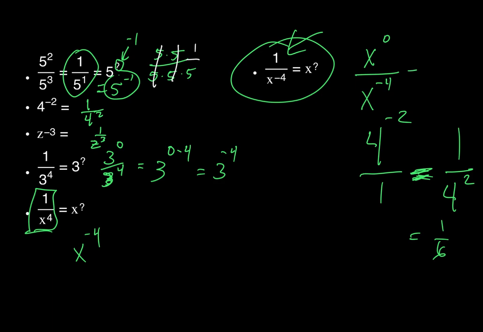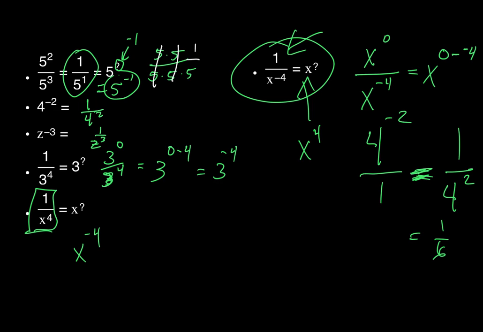When I have same bases and I'm dividing, I will subtract: 0 minus negative 4. 0 minus a negative is plus a positive. 0 plus 4 is 4. So my answer here will be x to the 4th.